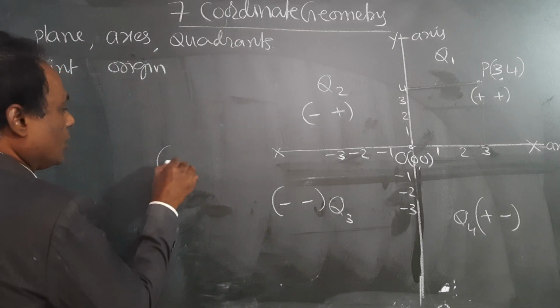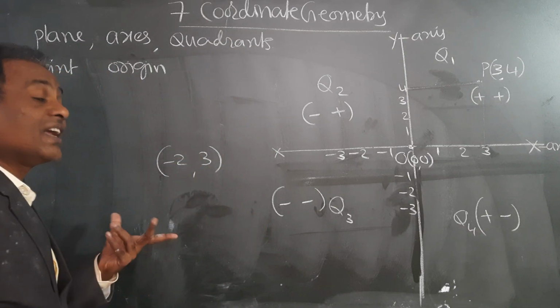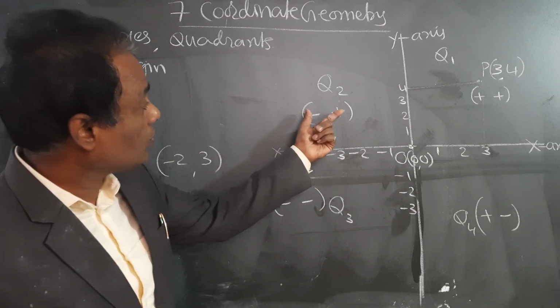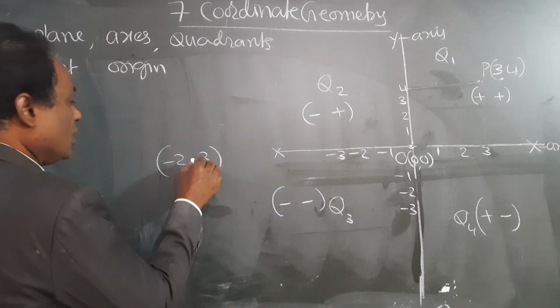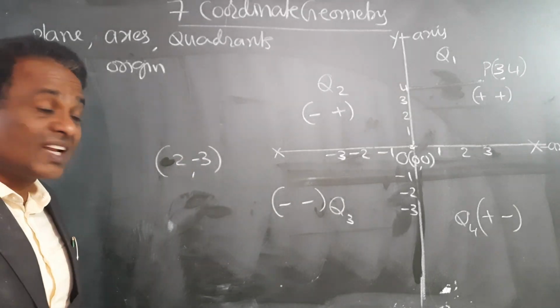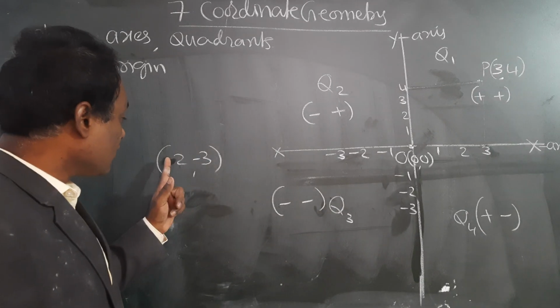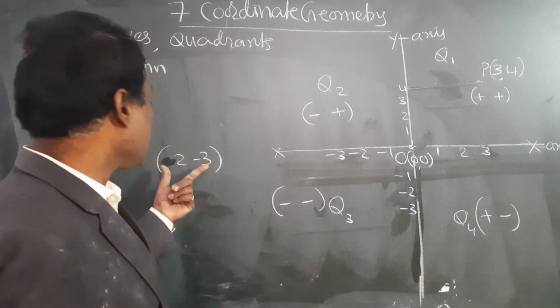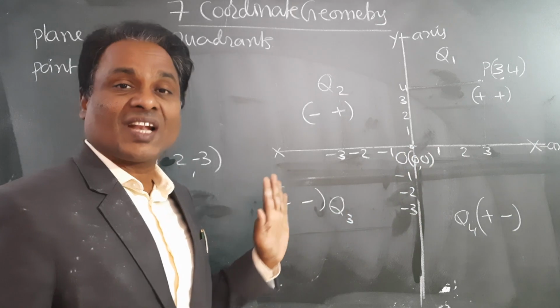Suppose we are given the point (-2, 3). Where does it lie? x value negative, y value positive means second quadrant. Suppose (2, -3). Where does it lie? X positive, y negative means fourth quadrant. Like that, if a point is given, we can tell where it lies.